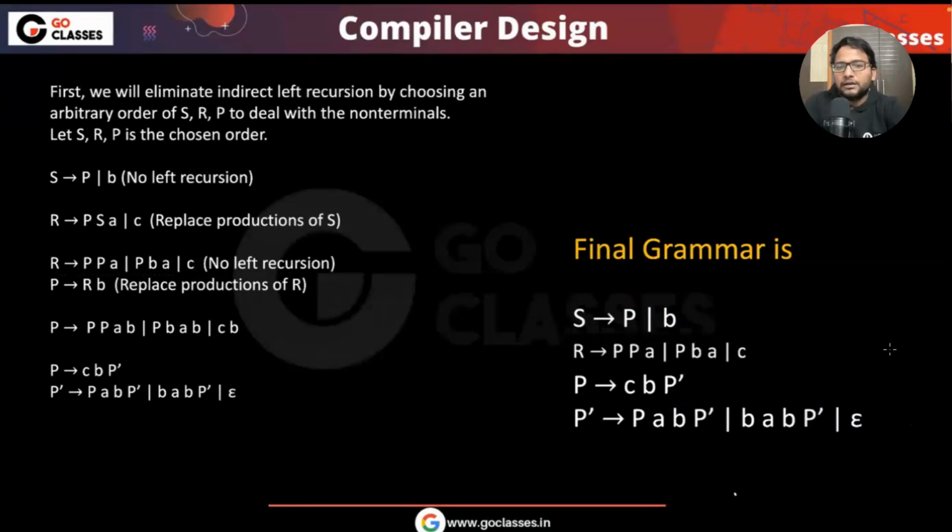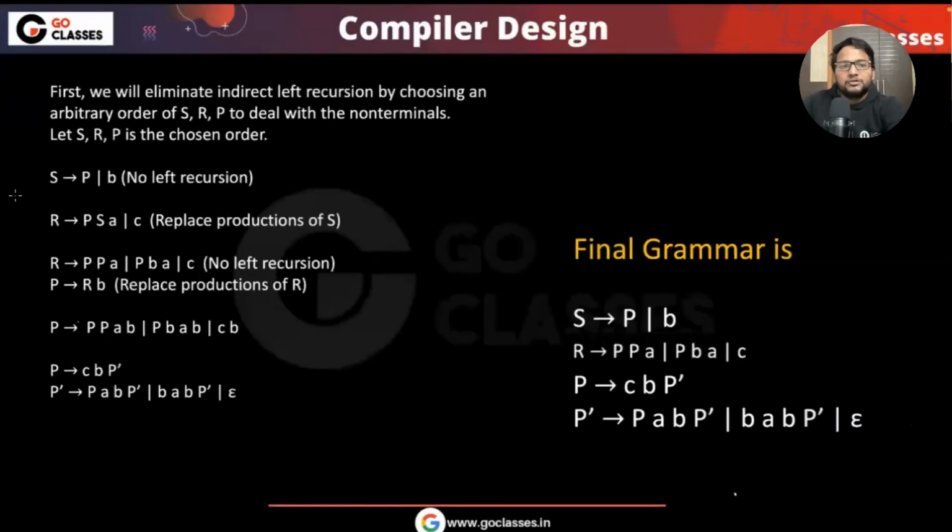Okay. And then this is correct, right? This is CBP prime and then PAB prime and this thing, right? So the final grammar is this. Okay, that's the correct answer. I forgot to write it. So, but anyway, that's fine. But the final answer is this. Okay, this is the correct answer. Understood?